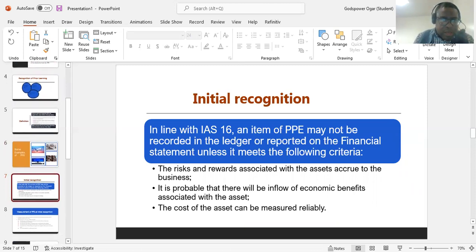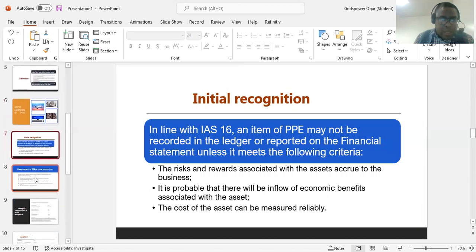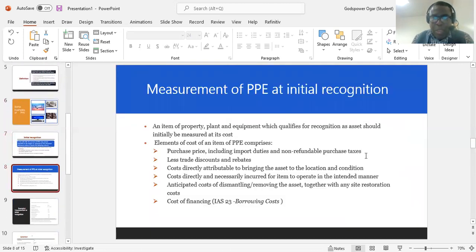Now, let's go further because of our time. Now, measurement of PPE at initial recognition. Basically the essence of this whole topic is how do we recognize, and of course, how do we measure? So at initial recognition, what are those elements of cost? Number one, the purchase price, including import duties and non-refundable purchase taxes. That's what makes up cost.